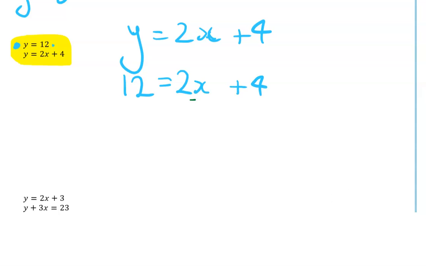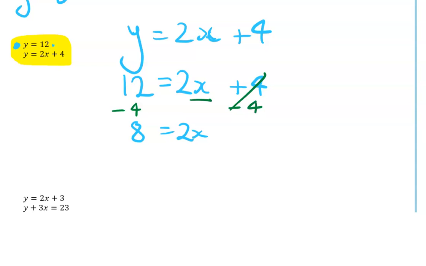Okay, remember we're trying to solve for the x, so we want to get rid of everything on the side where the x is. So let's get rid of this plus 4 by subtracting it from both sides. Minus 4, minus 4. That leaves me with 8 on the left, and I've just got this 2x on the right. So 8 is equal to 2x.